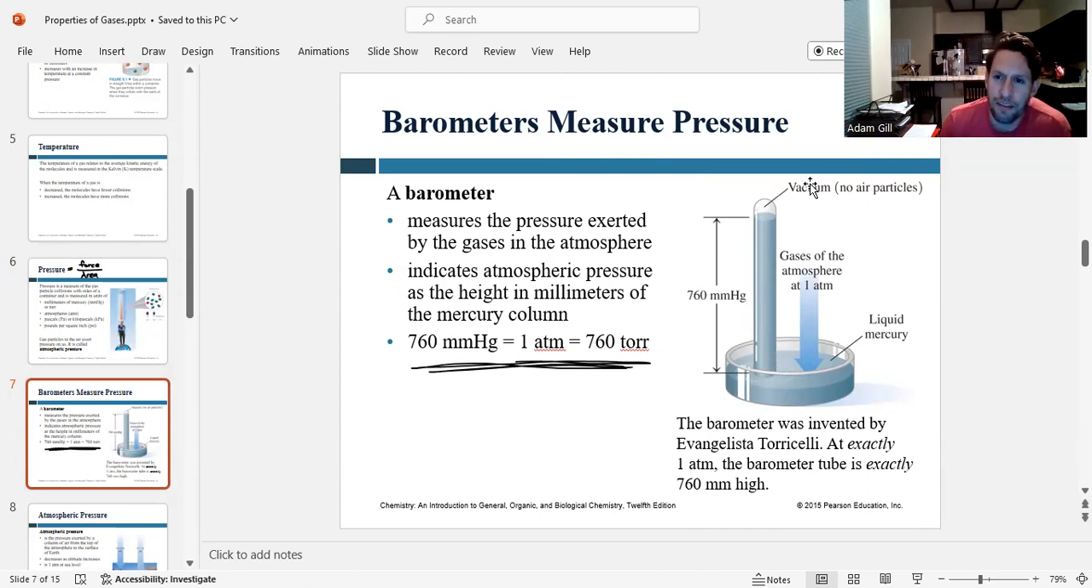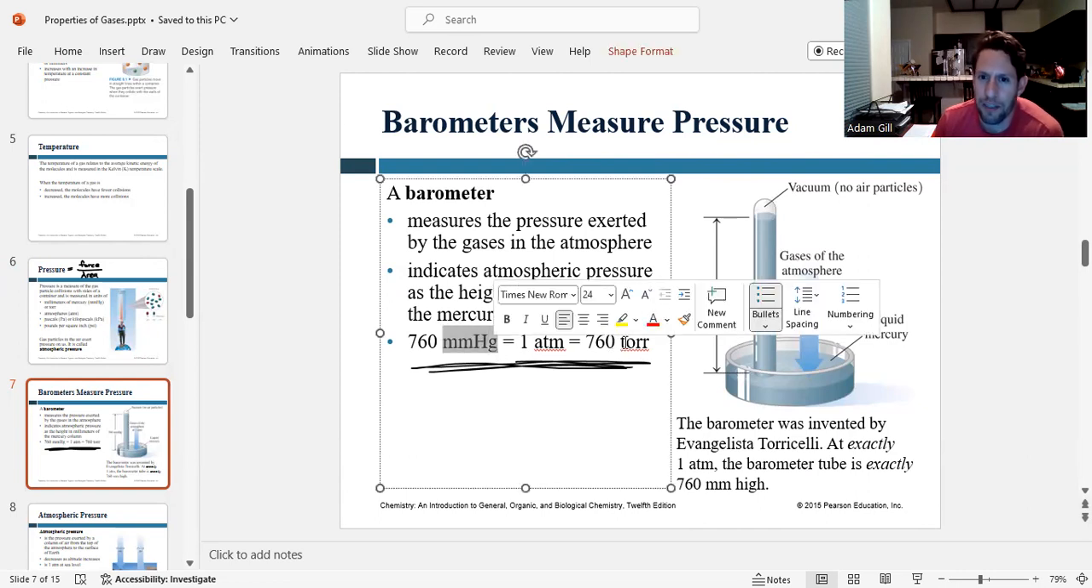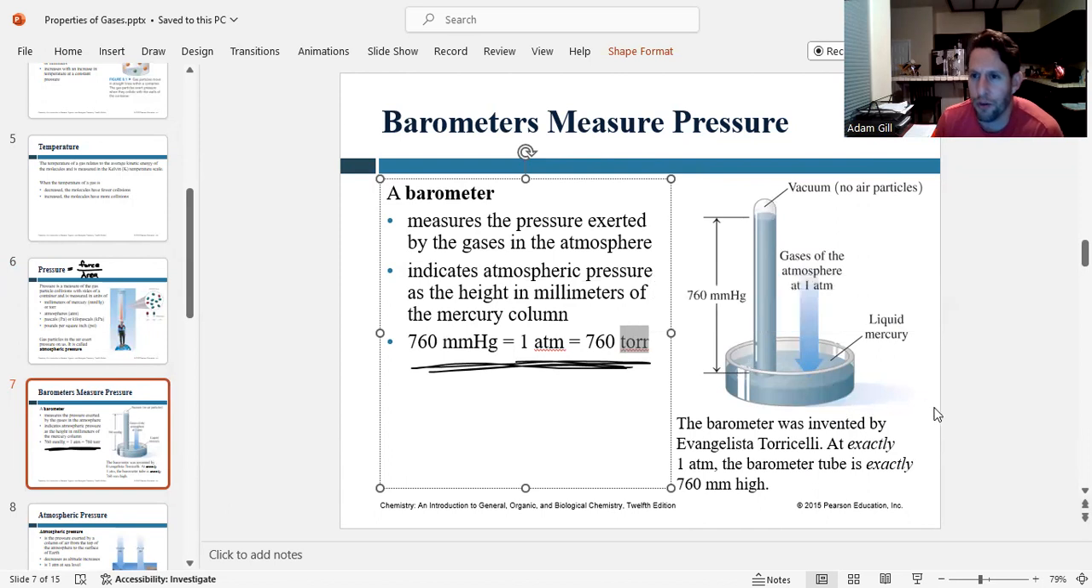Now, the scientist who invented the barometer was named Dr. Torricelli. He's Italian. And so sometimes instead of calling it millimeters of mercury, in his honor, they call it torr, short for Torricelli. And so 1 torr is the same thing as a millimeter of mercury. And so 760 torr is the same thing as 760 millimeters of mercury, which is the same thing as 1 atmosphere.